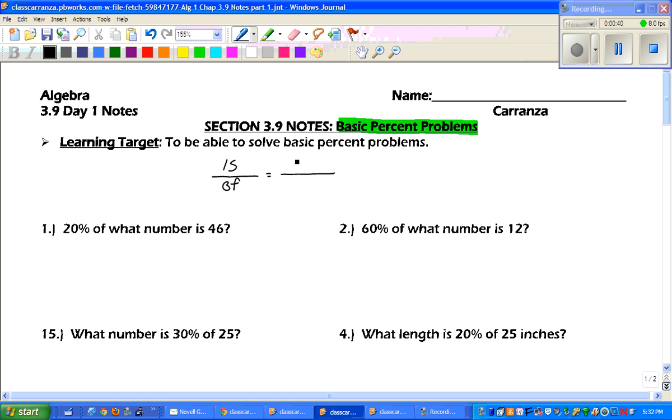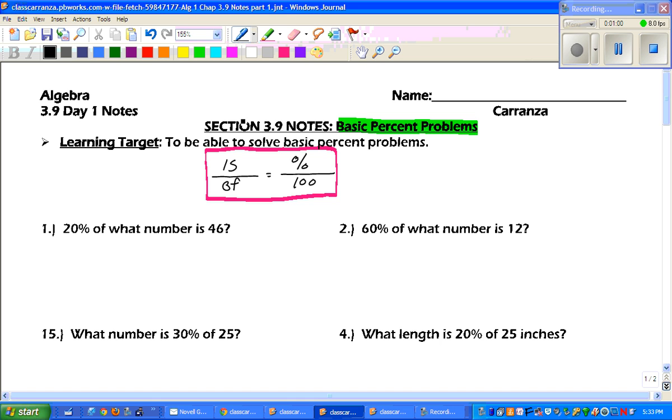When we're doing this, we are going to set up the proportion is over of equals percent over 100. Now this is one of the very few formulas that we are actually going to ask you to memorize. So is over of equals percent over 100. Now let's see what that looks like.